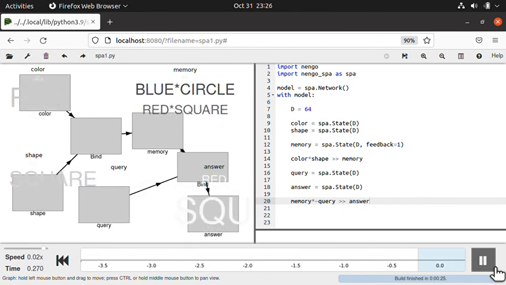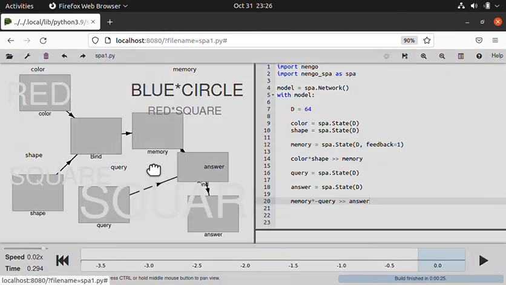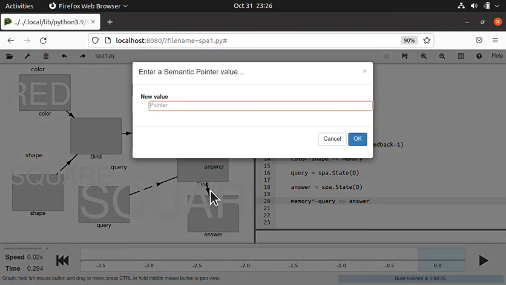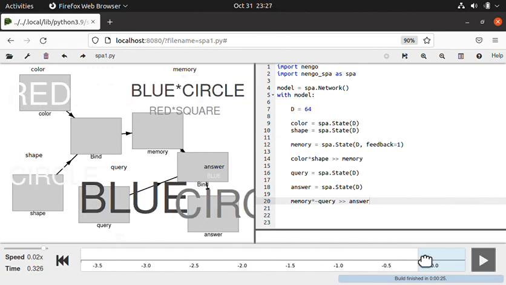So we are now remembering that. I'm now going to query it. I'm going to feed in blue, the vector for blue, and ideally this answer out here should be circle.